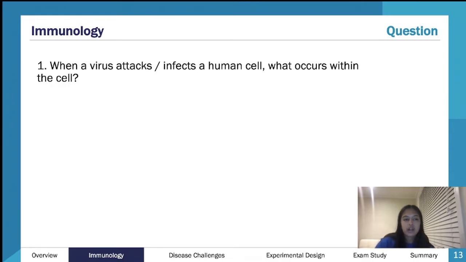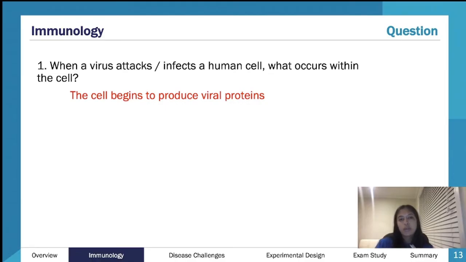Okay, so to get us thinking, when a virus attacks or infects a human cell, what occurs within the cell? Think about your viral particles. Think about what our definition was. An obligate intracellular pathogen. Yeah, obligate intracellular pathogen. So we're going into a cell and basically hijacking that machinery. We are undergoing transcription, we're undergoing translation, and that human cell will begin to become basically a virus making factory.